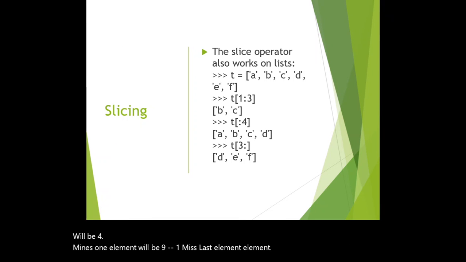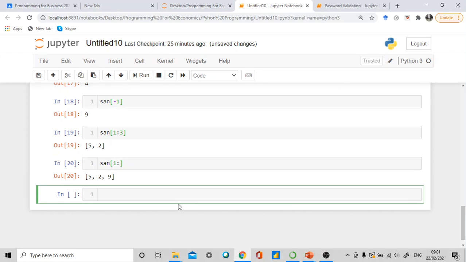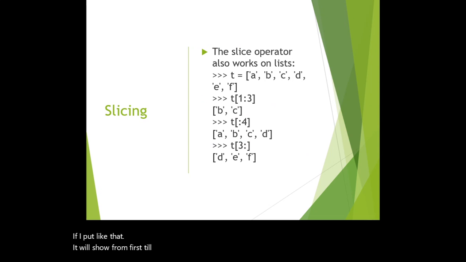We can make a slice. For example, sun first element till third element will give the second and third elements, 5 and 2. And I can do this one: sun first, and if I put it like that, it will show from the first till the end, all of the elements.